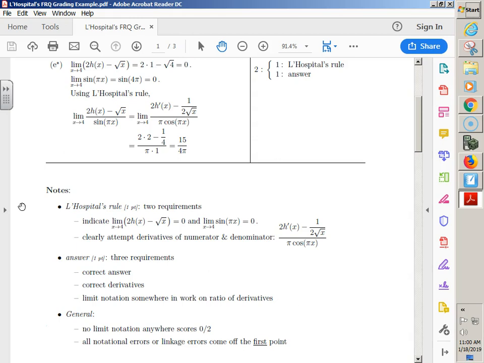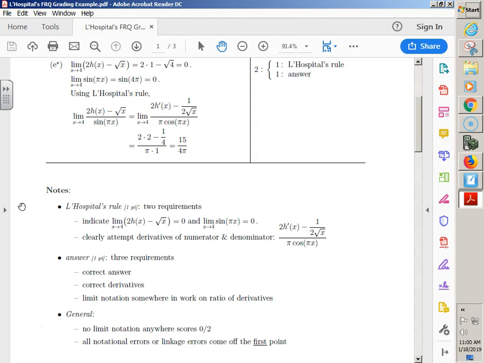And limit notation, limit notation on the ratio of derivatives. Now I hope this isn't a BC mistake, but I saw it in AB. I do see it in AB a lot. Saying this equals that. Does it? No, which is why I always forced you to keep rewriting your limit, right?